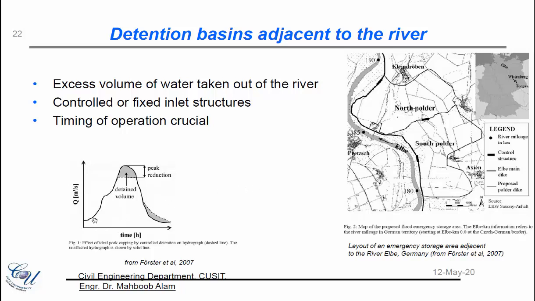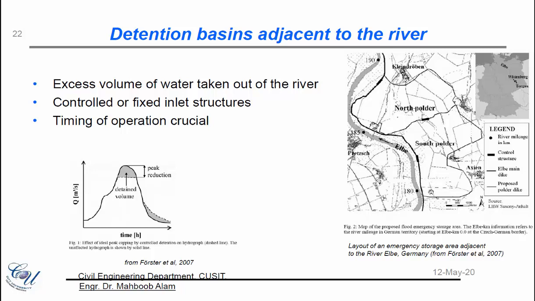For example, let's say this is your hydrograph, increasing hydrograph, and once we sense that okay, now the discharge is increasing above a certain level, then we start taking water out, and that volume of water is stored in the detention basins which are adjacent to the river. And once the flood peak, or let's say the hydrograph, starts falling down, we start releasing water at a later time period. This is one example of that. For example, let's say this is your river which is flowing in this direction. This is an example of a detention basin from the Elbe River in Germany.